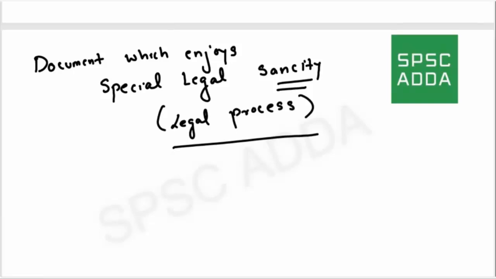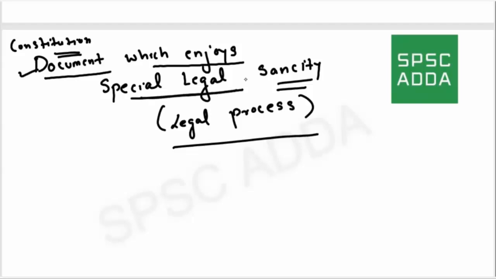So one thing you are very much clear on: we are having a constitution, and this constitution is a document. Give emphasis to each word, because we are going to derive a lot of things from these words. It is a document which enjoys certain legal sanctity or certain legal powers, because it is created by a legal process or the law of the land. Clear? Yes, sir.